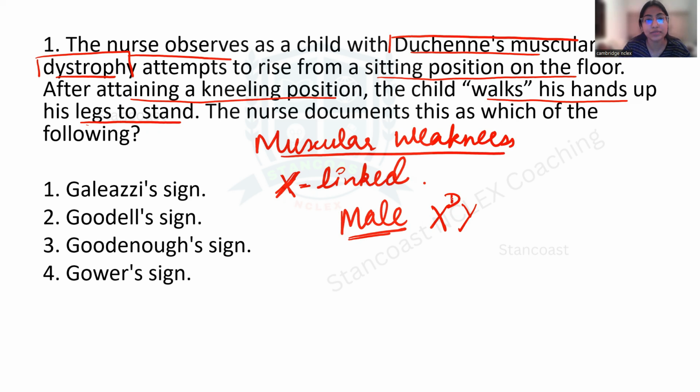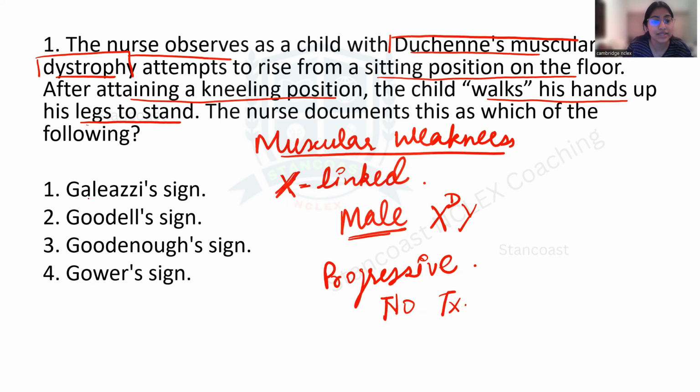So Duchenne muscular dystrophy is a muscular weakness and it is a progressive disease, and it does not have any treatment. So these are all the important things about this condition. Now, what is the sign we have to tell in this question?